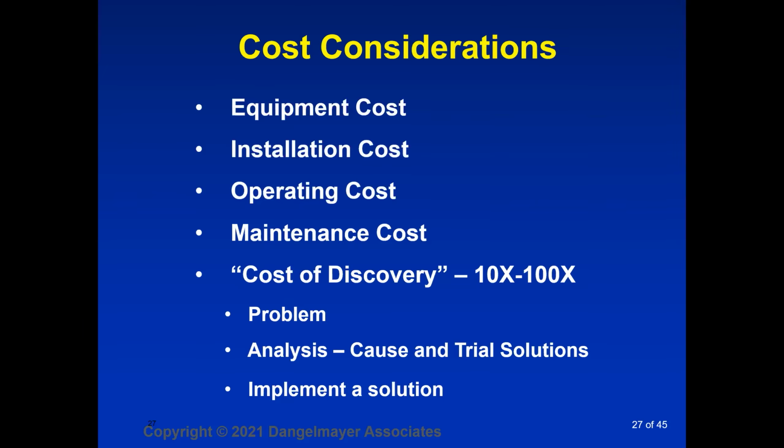And during that whole time, you're continuing to have process losses. So that's the cost of discovery. All of those product losses in the time it takes to identify the problem, find the cause, implement a solution, that cost is usually 10 to 100 times the ionizer cost. So what is the lesson here? Ionization should be installed when a facility is built so that you do not ever have the static problem that causes those production losses. Think about that.